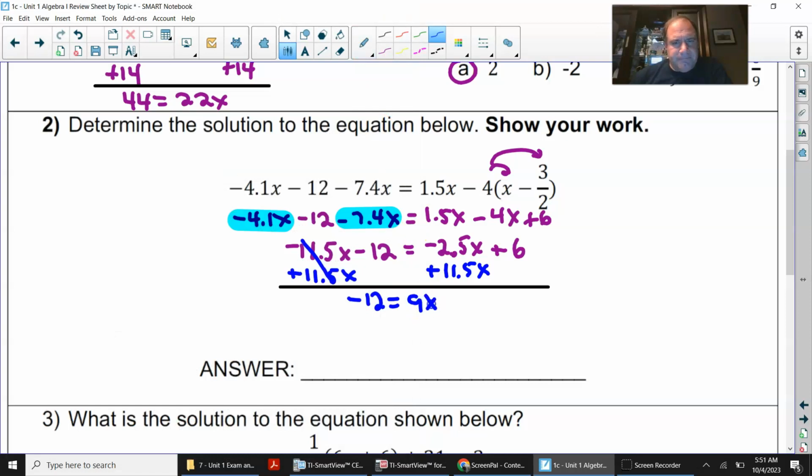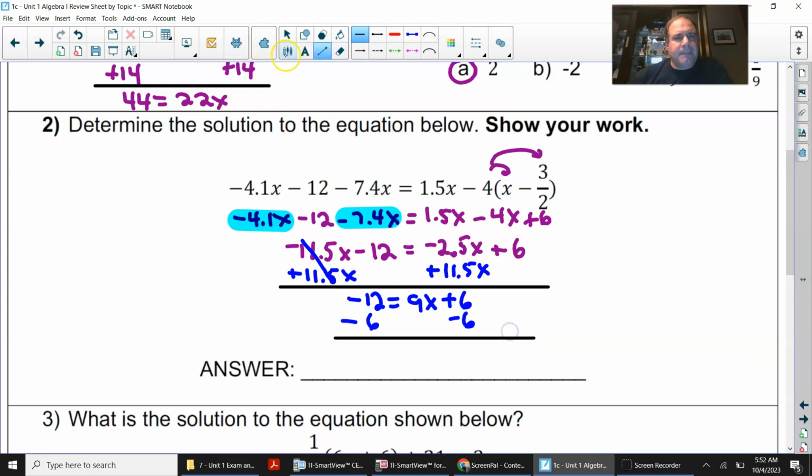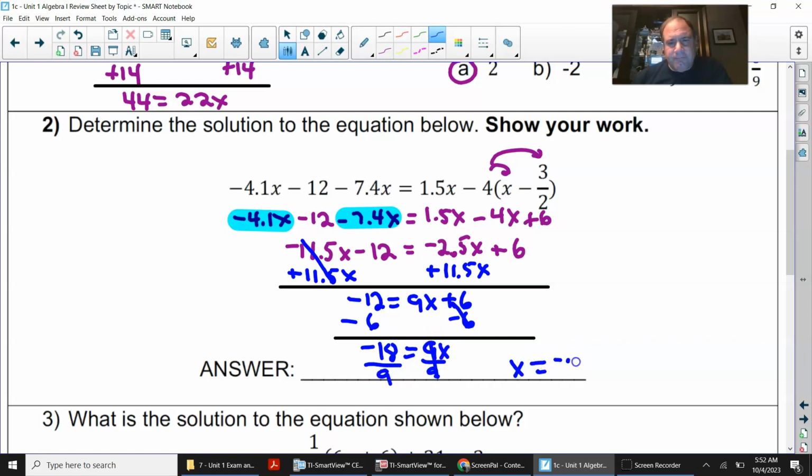9x plus 6. Then you subtract 6 on both sides. This cancels. You get 9x equals negative 18. You divide by 9 on both sides. And you get x equals negative 2. And that is your final answer.